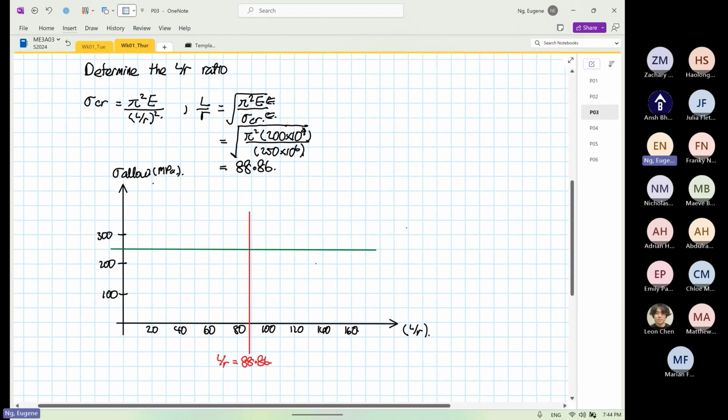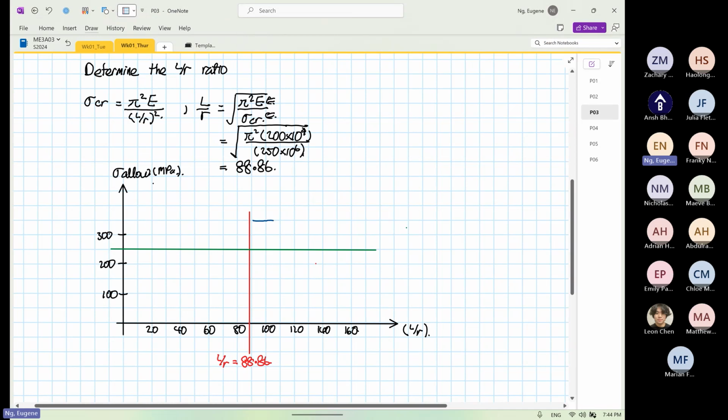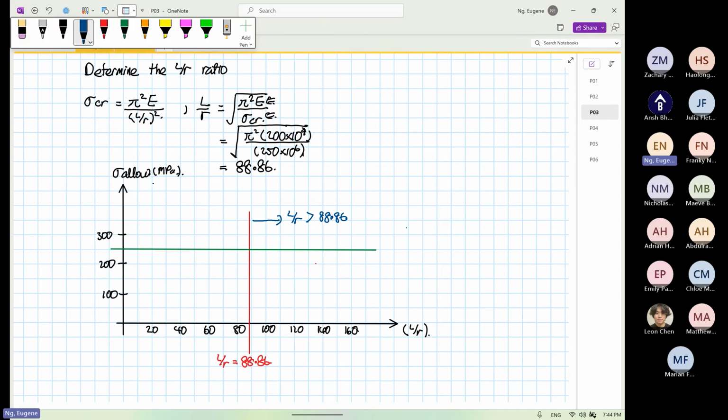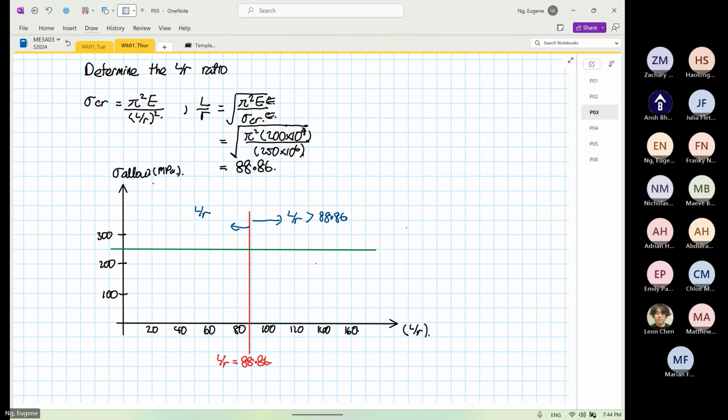So at 88.86, what does it mean? On the right hand side, the L over R is greater than 88.86. On the left hand side, L over R is less than 88.86.